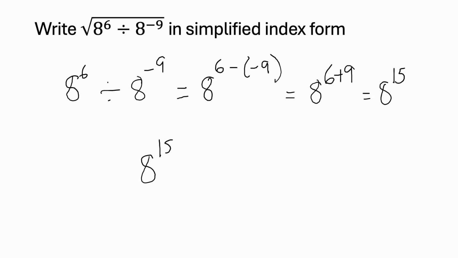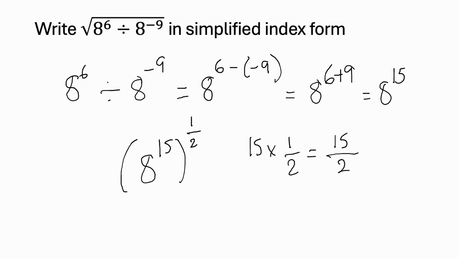So essentially, we have something like this. When we see the brackets, we are raising a power to another. So that means we multiply the powers together. So we do 15 times by half, which is just the same thing as saying 15 over 2. So our answer in index form is going to be 15 over 2.